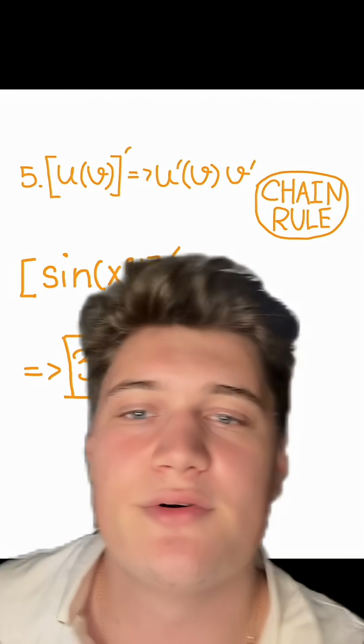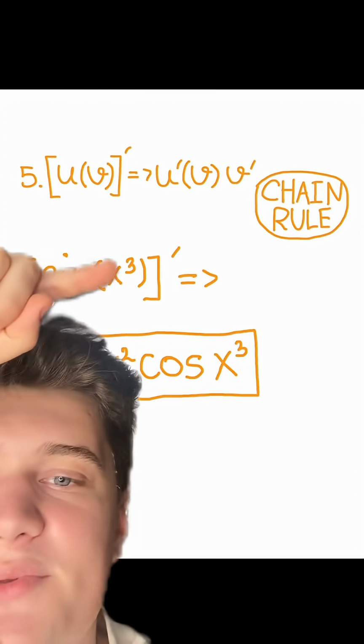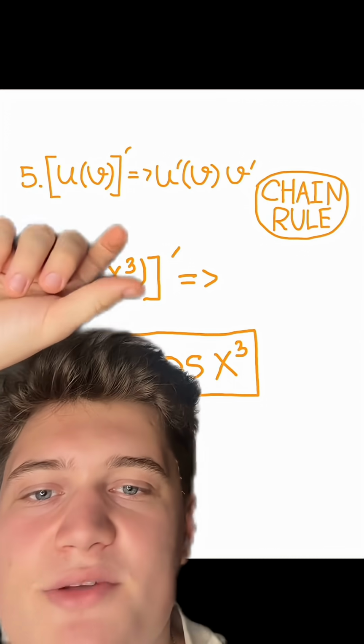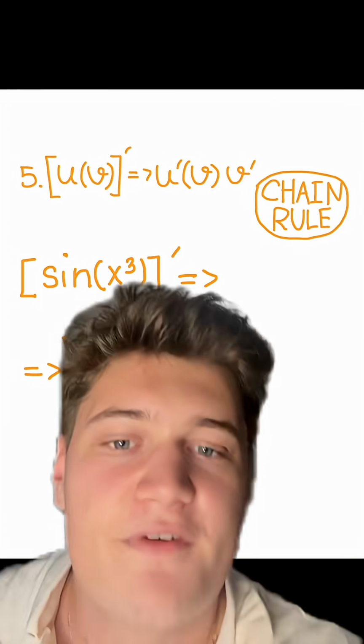And here's the chain rule example. We have sine x cubed. We have to take a derivative of this. So it's just simply 3x squared, which is the derivative of the inner function, and cosine x cubed, we just take the derivative of the function itself.